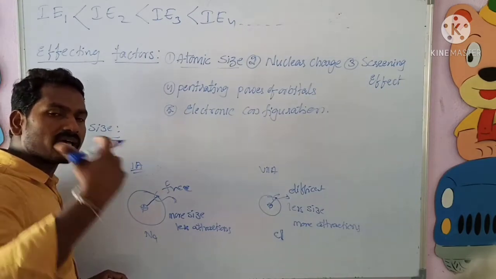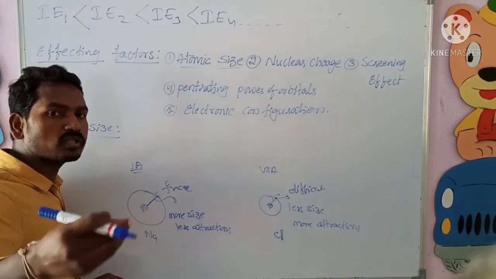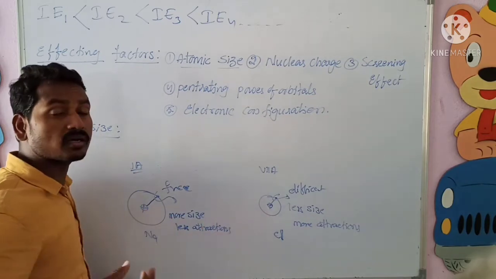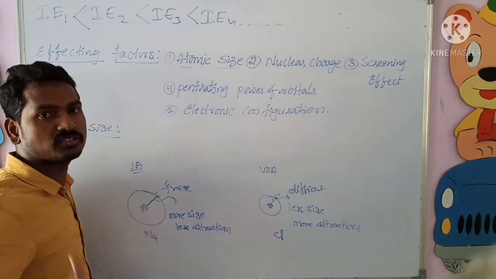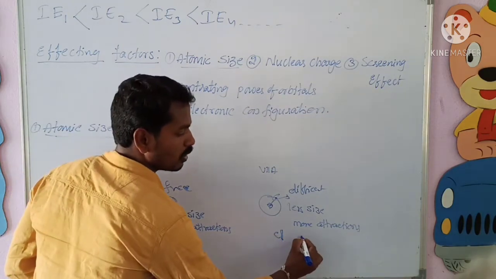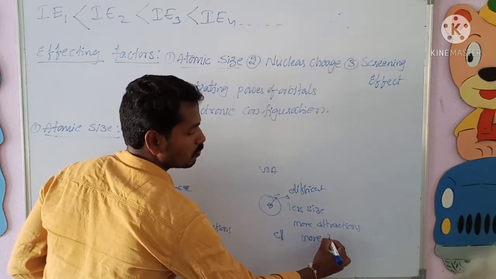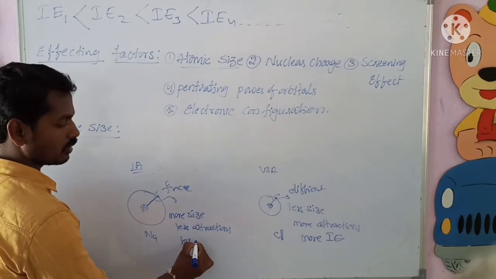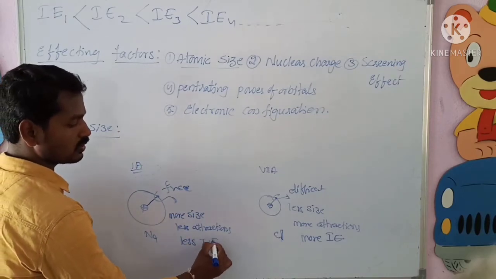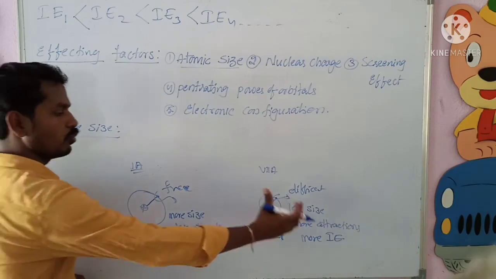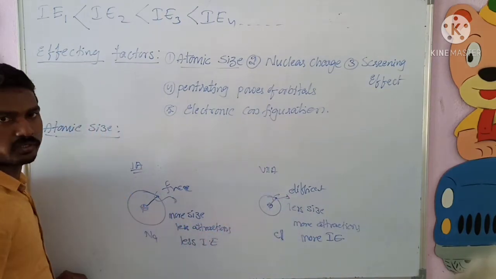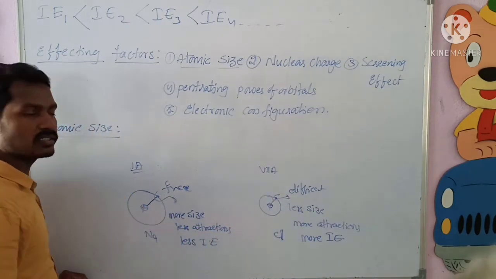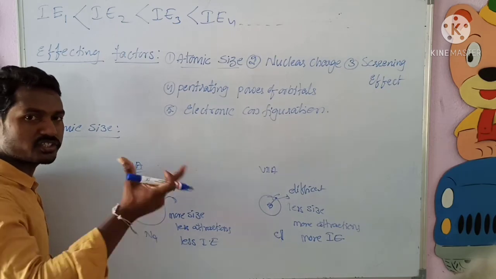Even though the process is difficult, you can decide to remove the electron. Then you must apply more energy. Here we use more energy, more ionization energy. Here less ionization energy. Here more ionization energy, here less ionization energy. In both cases, just observe what the relation is.